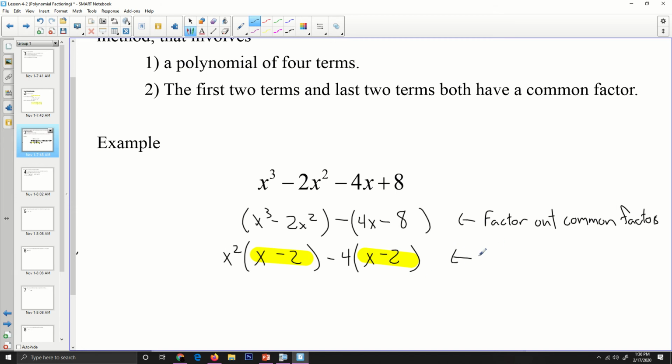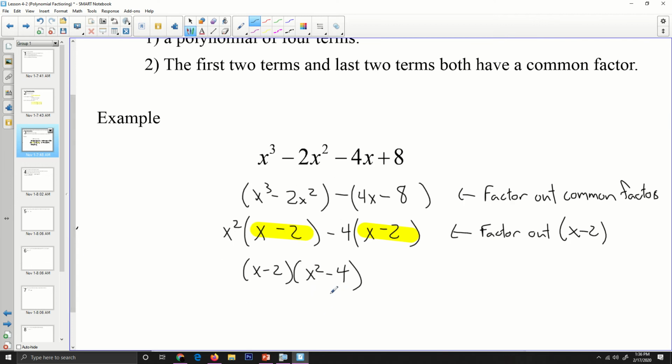And so here we're going to factor out the x minus 2. And so I'm going to put that here, x minus 2. And when I factor x minus 2 out of this first factor, I'm left with just x squared. And when I factor out this x minus 2 from this second term, I'm left with just a 4.